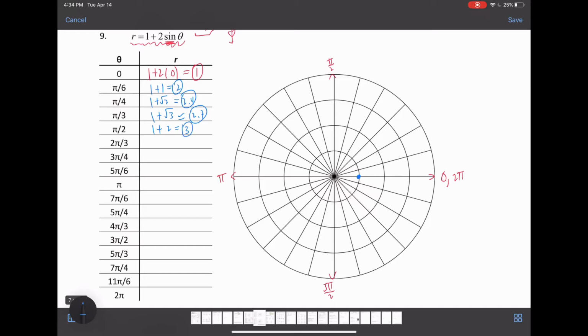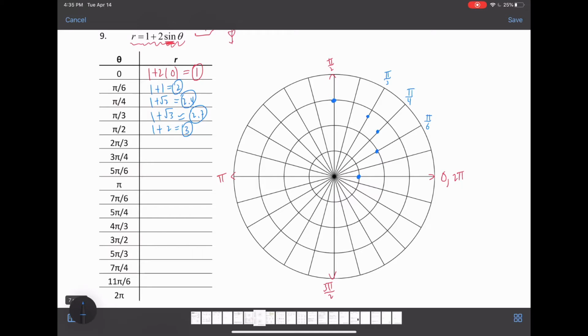Okay, let's plot those. So 1 comma 1 we've already plotted. Pi over 6 comma 2. Here's pi over 6, and here's us coming out 2 units. Pi over 4, we're up 2.4, so just eyeballing in between 2 and 3. And then pi over 3 is going to be 2.7. So pi over 3, 2.7. Curve it around. And then pi over 2 is up at 3. And one quadrant is done.